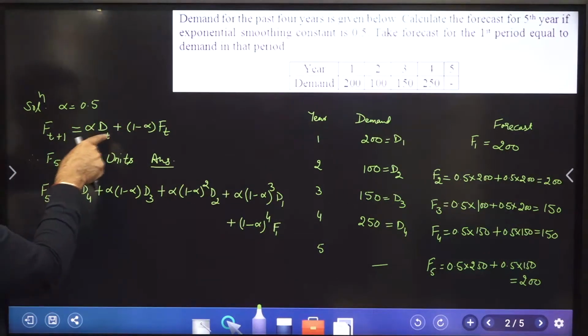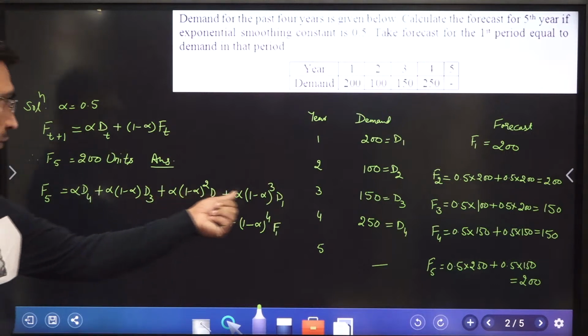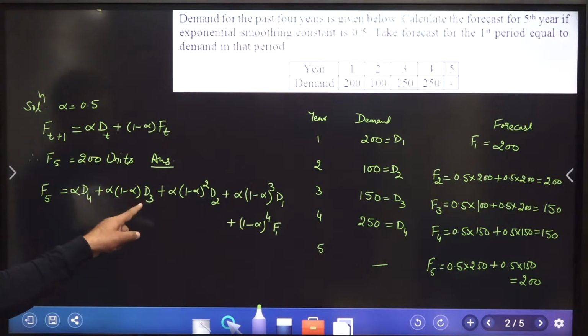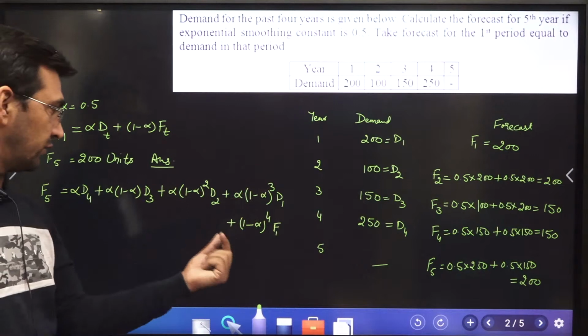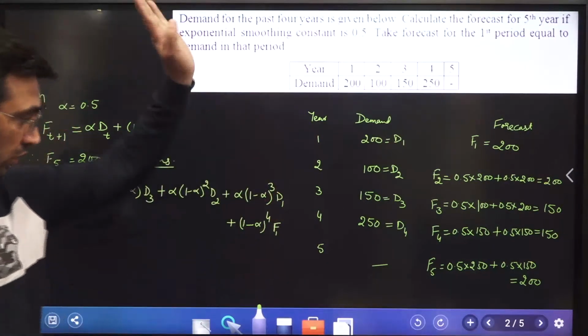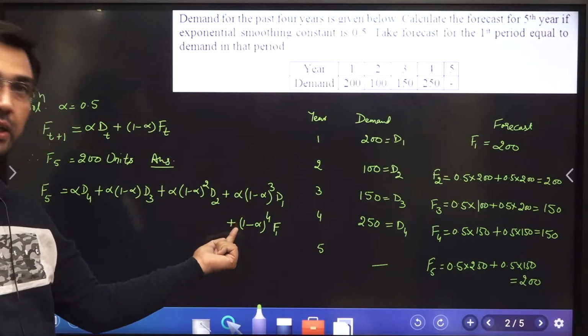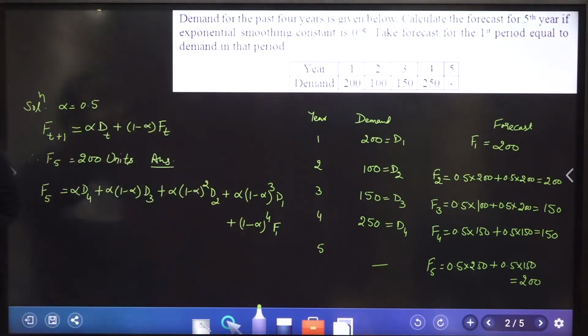Finally I can expand it in this form also. So you need to remember, every time you have to multiply by 1 minus alpha. For example, over here, once you have alpha, then D4, then you multiply by 1 minus alpha each time. And for the final term, the initial forecast, you need to have only 1 minus alpha; alpha will not appear over there. Same way you can write for F6 also.